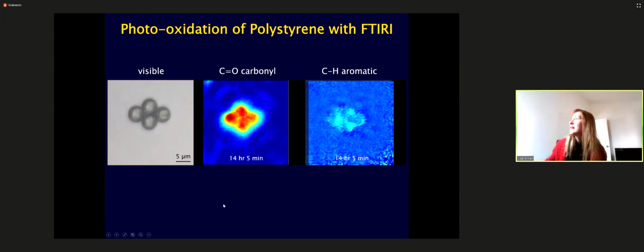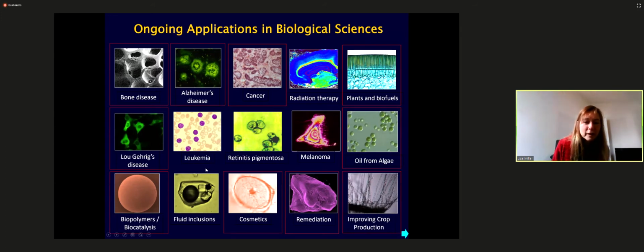And so that's just an example of how we can do the infrared imaging to look at organic polymers or mixtures of polymers in systems. Okay, so that's the biopolymer example.